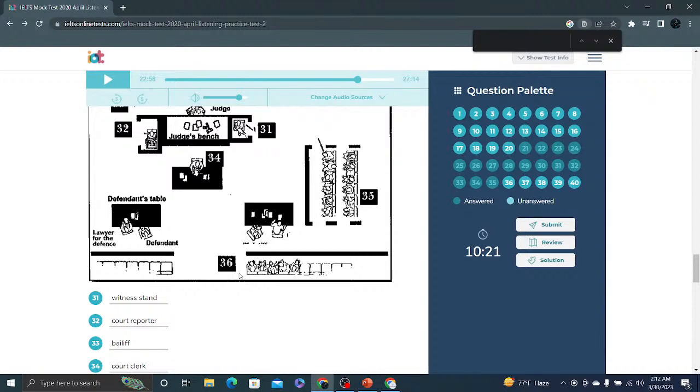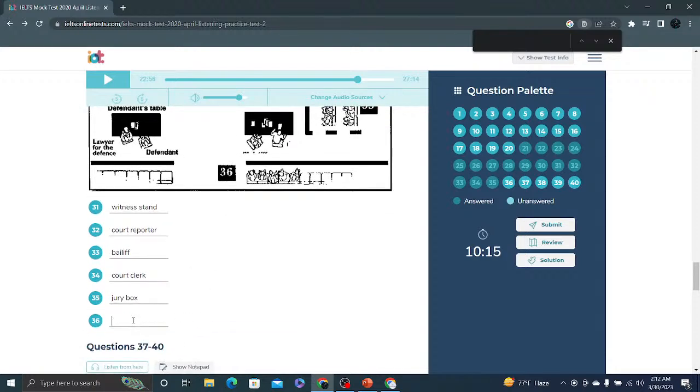So it would be spectators. Okay, the answer would be, let me put it, spectators. As he was saying, behind the area of the bar is the gallery, which seats spectators.